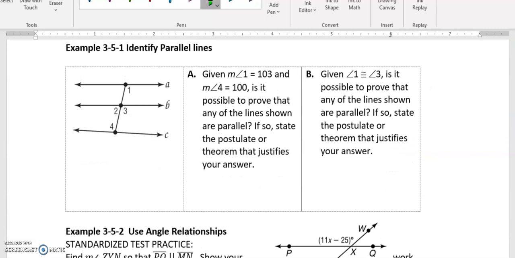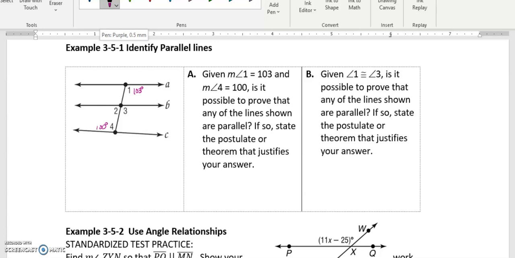So looking at this picture, it says the measure of angle 1 is 103 degrees, and the measure of angle 4 is 100 degrees. Is it possible to prove that any of the lines shown are parallel? If so, state the postulate or theorem that justifies the answer. And for this first one, we don't have enough information. We would need to know a little bit more about a relationship between angles 1 and 3, or between 4 and 3. We know they're alternate interior, but we don't know that they are congruent. We don't know that information.